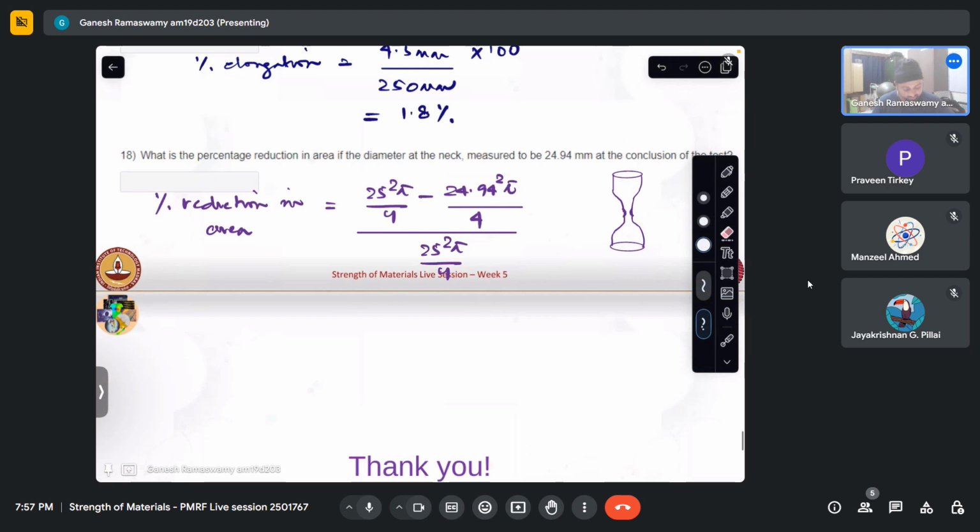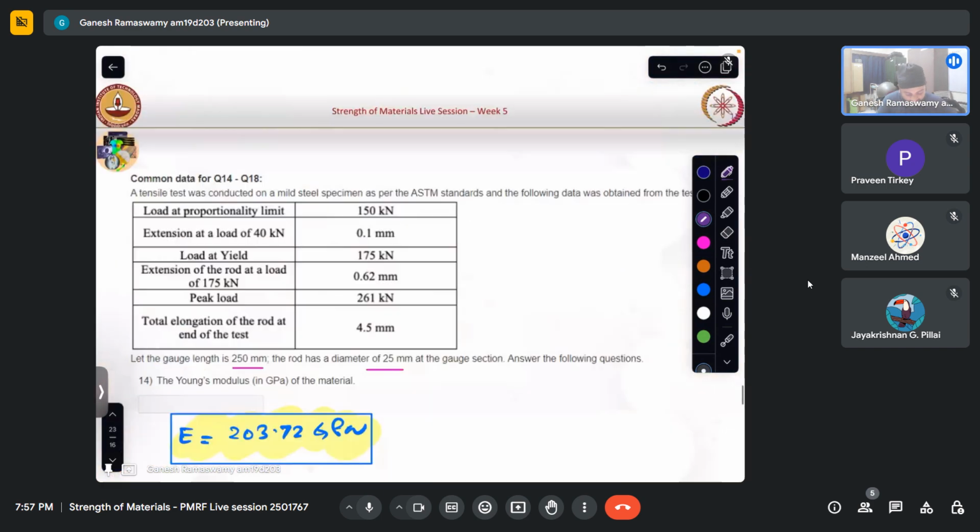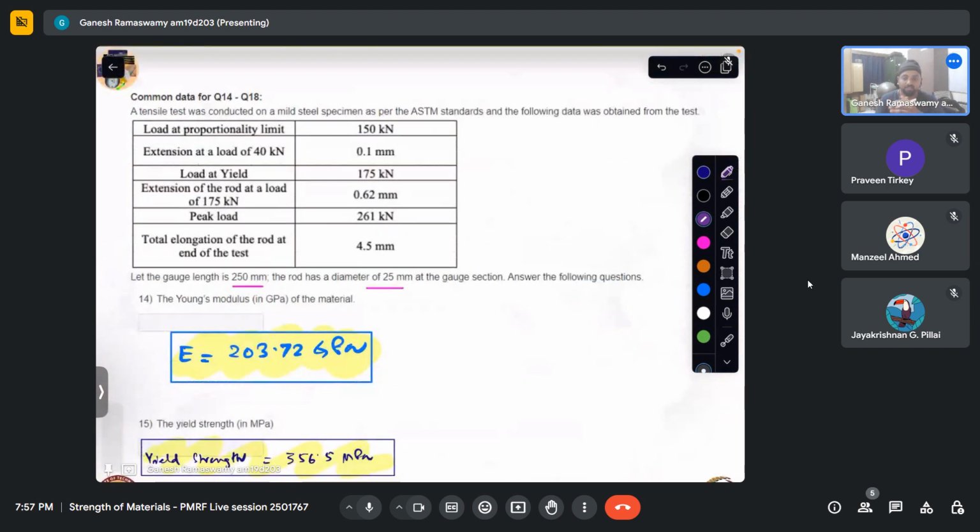So this is all fine, but what have we learned from this? Basically, we took a mild steel specimen, a dog bone, so to speak, complying with the American Society for Testing and Materials standard. We loaded it and noted down the loads at different time intervals, and we also noted the displacement. All this comes from a tensile testing machine, and we have to process that data in order to get our Young's modulus, yield strength, and so on. Once we get these values, we will have to design some component based on this.